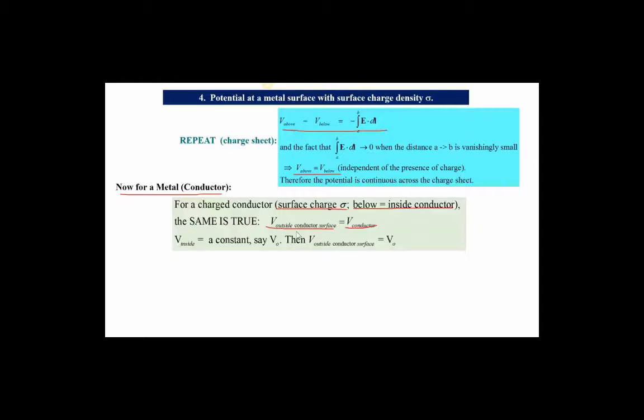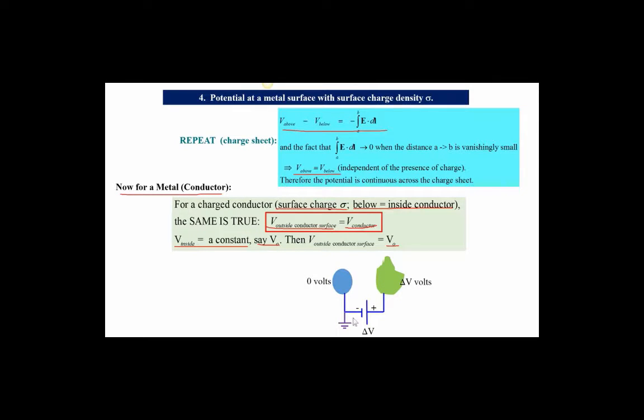And so as a result, we have the continuity of V between the metal and the outside right above the surface. Remember that V inside is a constant. Let's say it's V0. Then V outside the conductor is also equal to V0. Going from inside to outside, we have the same potential.